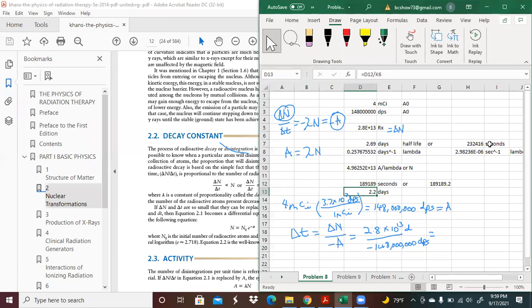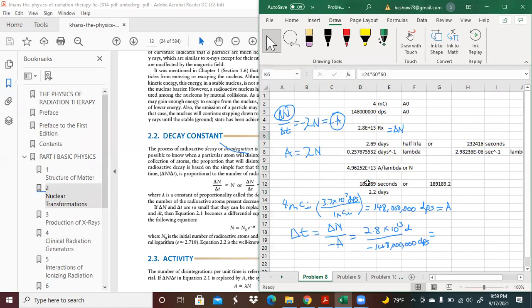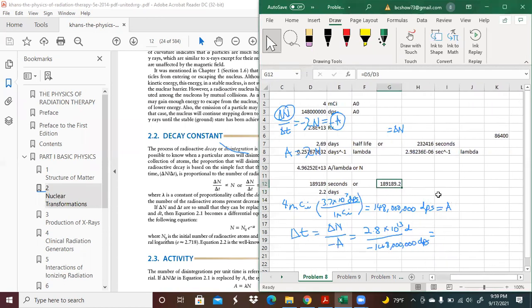I know how many seconds there are in a day because I took 24 times 60 times 60, which should get you 86,400, and divided this by that. Let's see, and I came up with that. So if I take this number divided by this, I come up with 2.2 days.